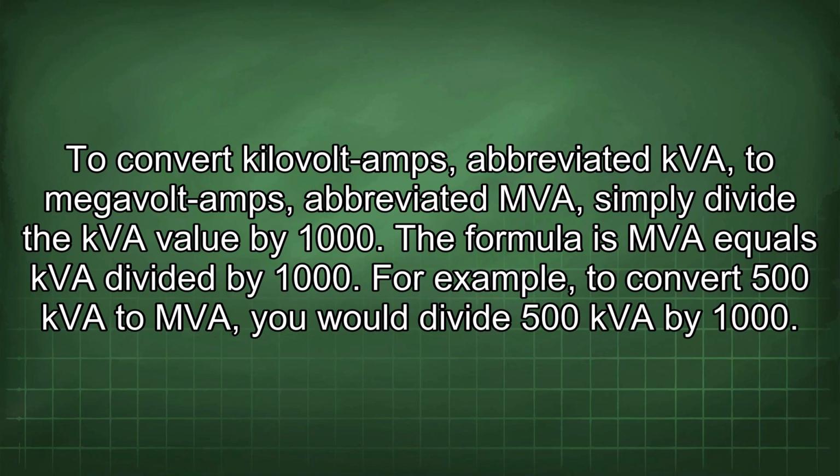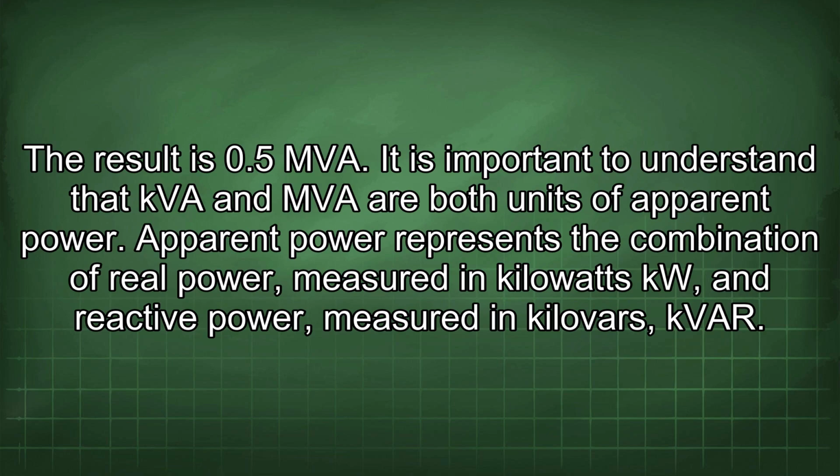To convert kilovolt-amps, abbreviated kVA, to megavolt-amps, abbreviated MVA, simply divide the kVA value by 1000. The formula is MVA equals kVA divided by 1000. For example, to convert 500 kVA to MVA, you would divide 500 kVA by 1000. The result is 0.5 MVA.